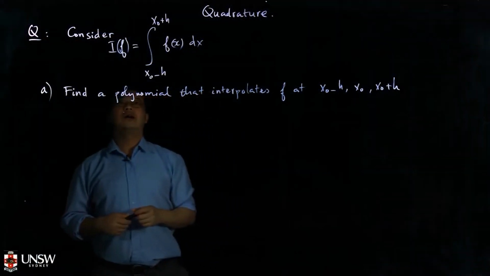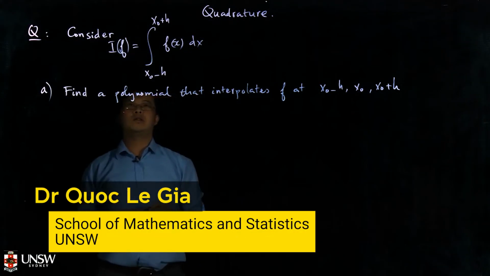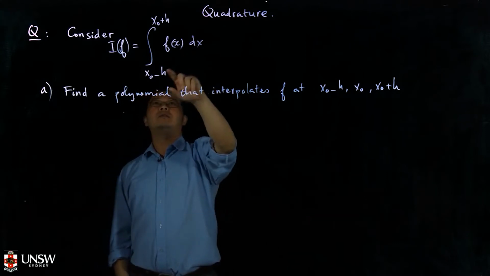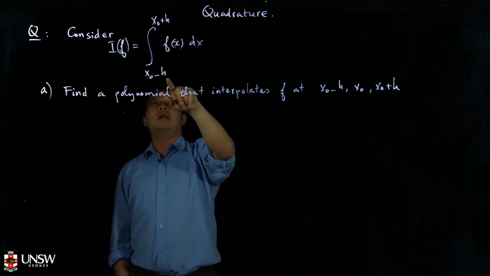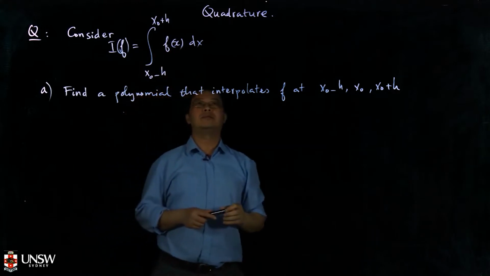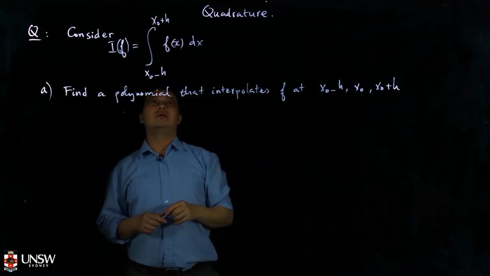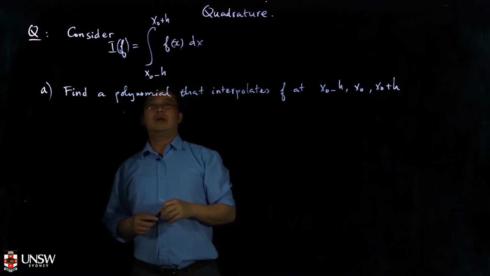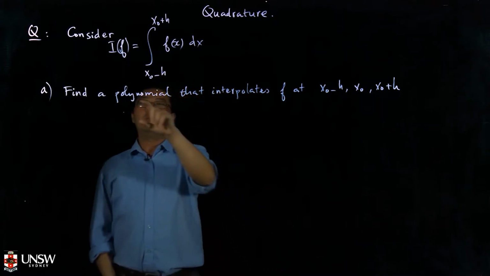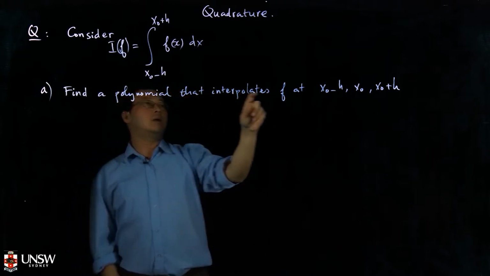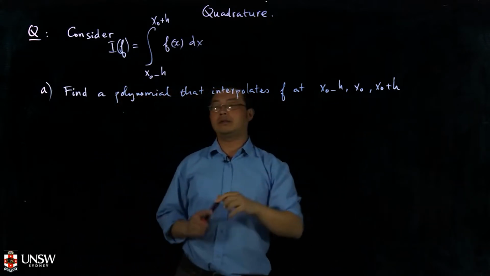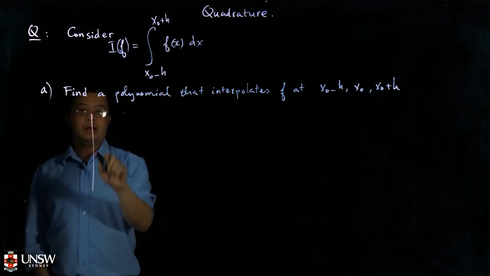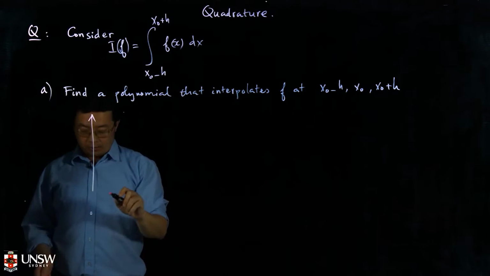Okay, so the first question is, suppose you integrate a function from x0 minus h to x0 plus h, and we try to derive Simpson's rule step by step. The first step is we try to find a polynomial that interpolates the function f at 3 points: x0 minus h, x0, and x0 plus h. So let me draw pictures.